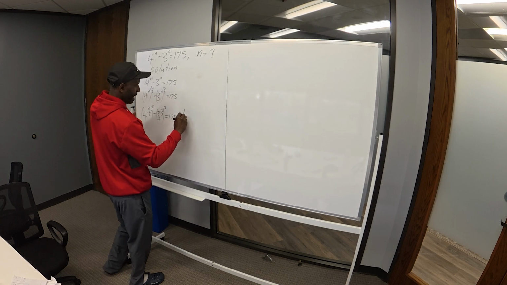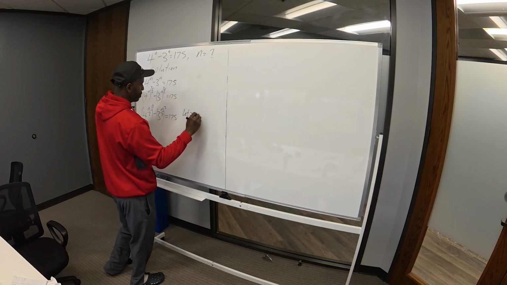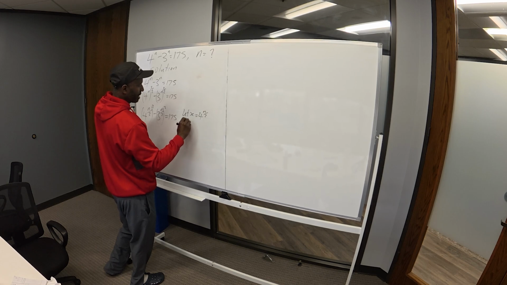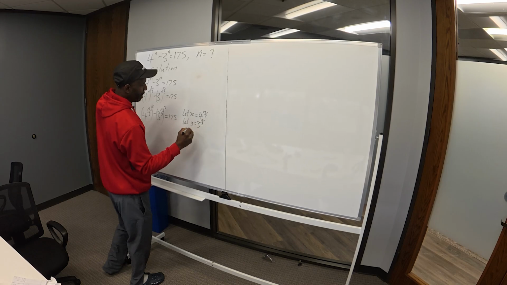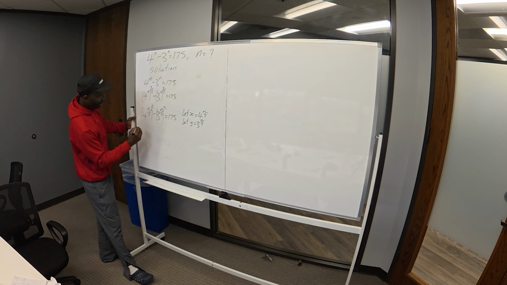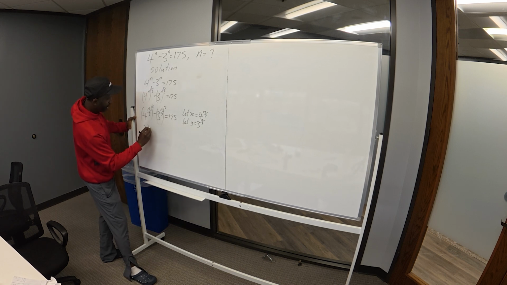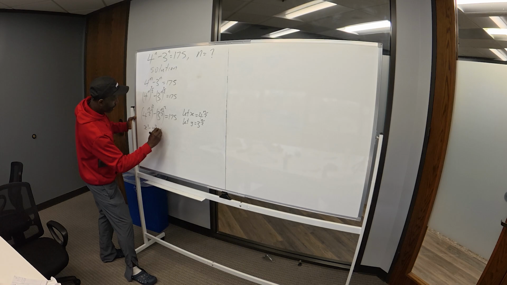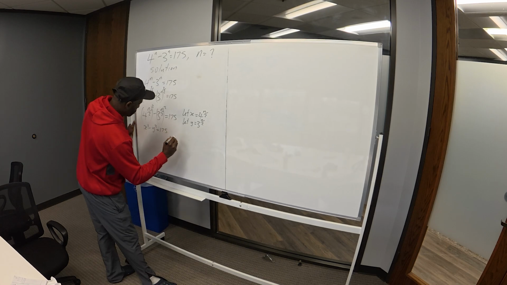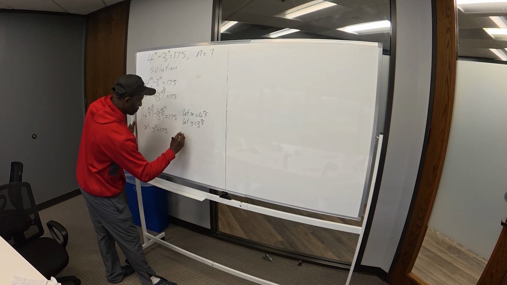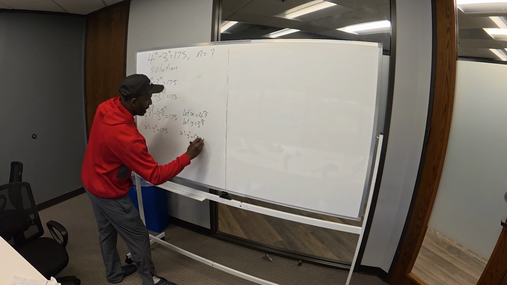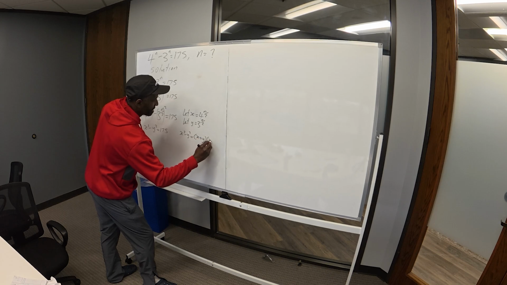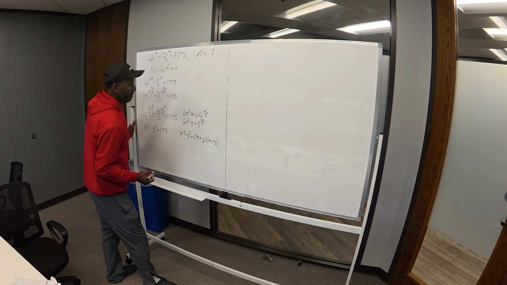So we can say let x equal 4^(n/2), and let y equal 3^(n/2). We can substitute this into the equation, and we have x squared minus y squared is equal to 175. We also know that x squared minus y squared is the same as (x plus y)(x minus y), through computing the squares.